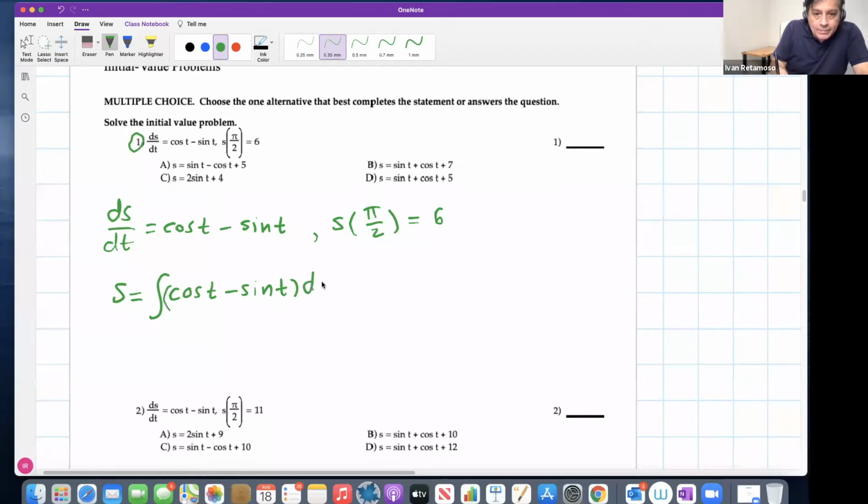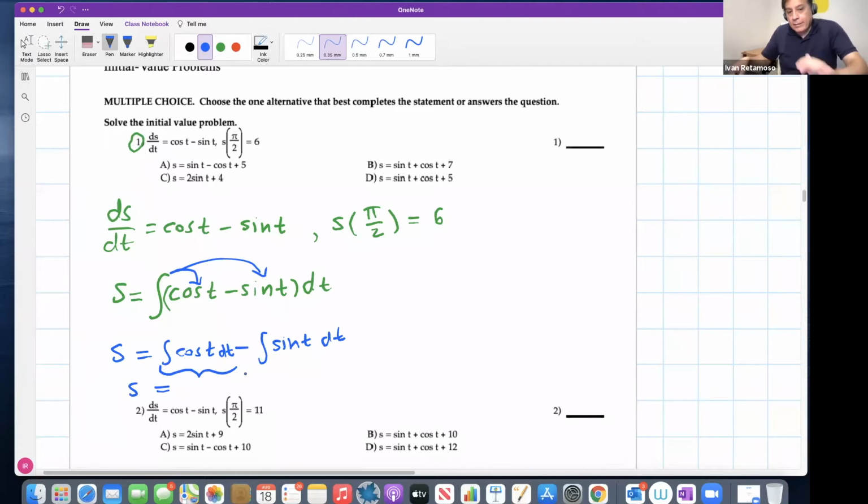Antiderivative of this guy, right? We're going to do that. But that shouldn't be difficult because we learned that these antiderivatives can be distributed over a difference, right? So I end up with the antiderivative of cosine of t minus the antiderivative of sine of t dt. But now, what is the antiderivative of cosine? Anybody could tell me this? The antiderivative of cosine?